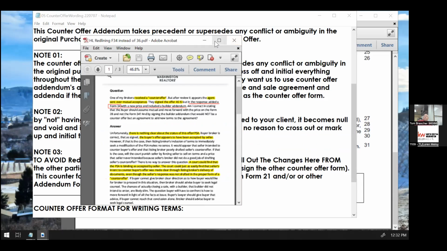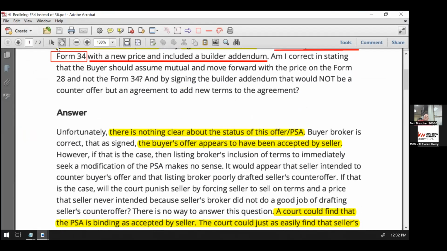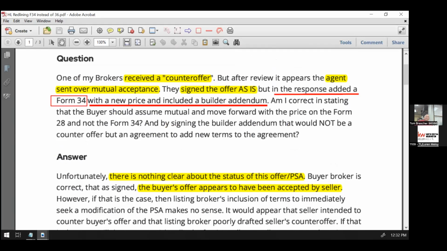And this is something that we'll include also. This is where somebody used a Form 34. But down here it says a court could find the PSA binding as accepted by the seller. The court could easily find that. What it did is it's saying, because of the way they used and interjected the Form 34 and not using the 36, it's going to be settled by lawyers. There isn't going to be any easy way out of it. So that one was an interesting one to read.